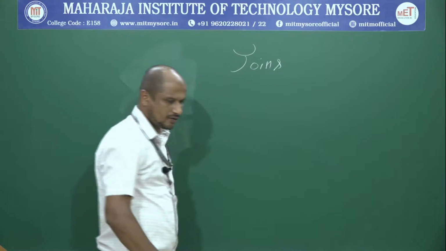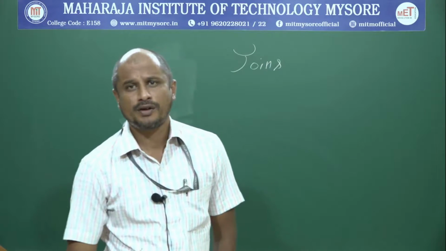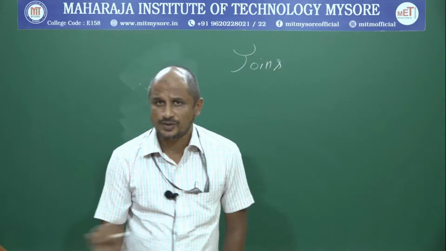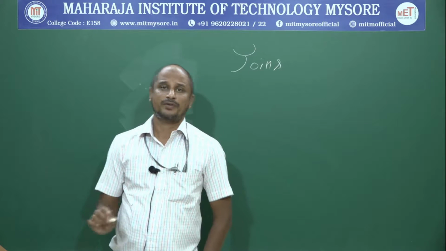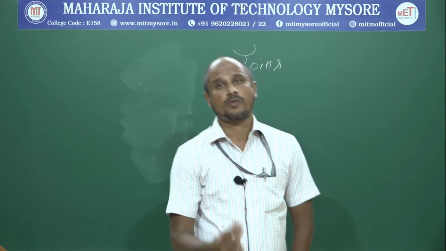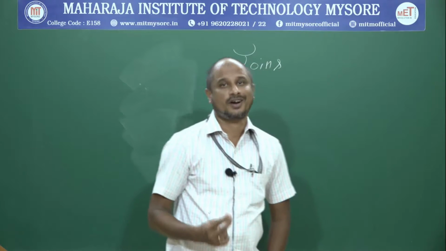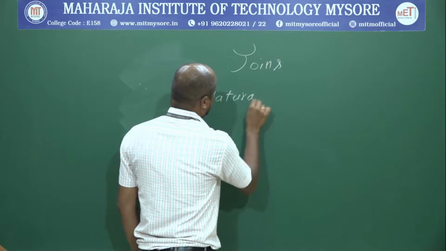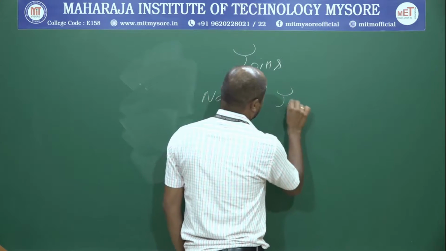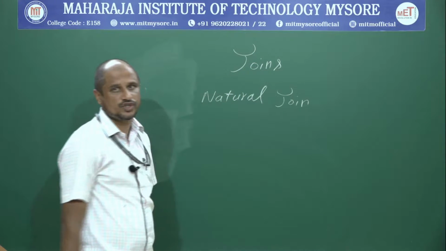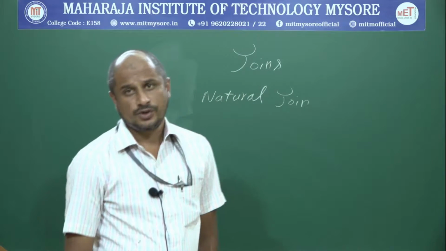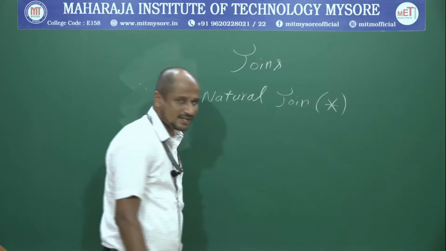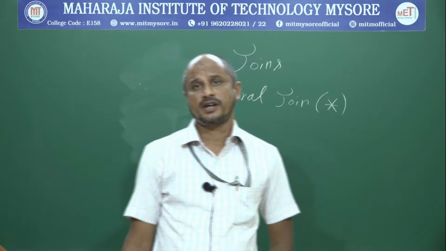Joins are one of the most important operations in relational algebra. Without joins, we are not able to perform retrieval across tables. For effective retrieval, you require joins. The first one is the natural join. Natural join is what we call multiplication, and the star symbol represents a natural join.